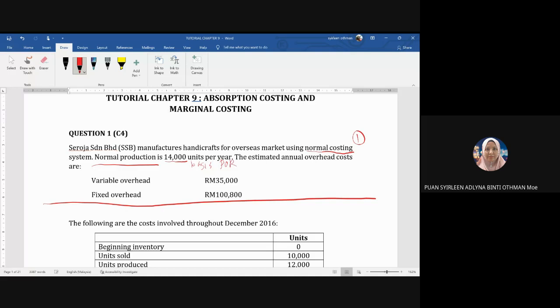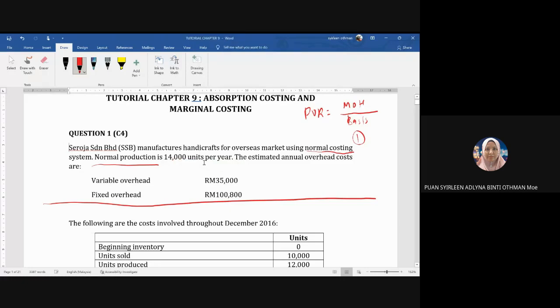Okay, bila madam sebut POR, maksudnya madam kira per unit untuk fixed MOH atau variable MOH. Sebab kita tahu, nak kira POR tu sebenarnya kita guna MOH divide by basis kan. Okay, so kita nak guna benda ni dalam topik 9. So you need to understand lah kenapa madam sebut dia sebagai POR.